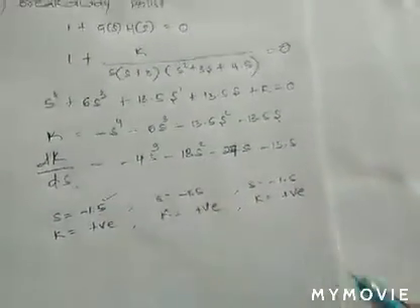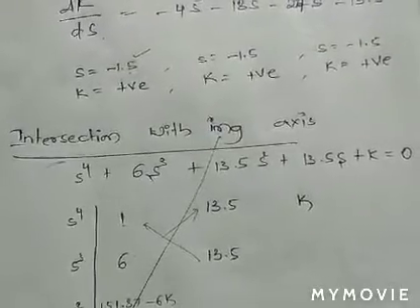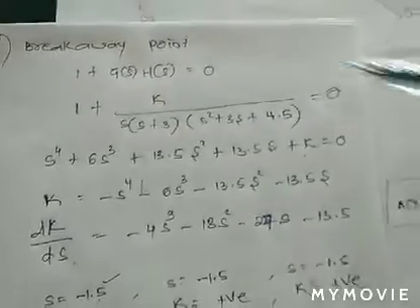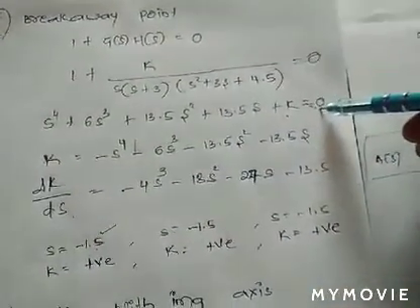So this is selected. This is the breakaway point. This is the intersection with the imaginary axis. So we got this equation, 1 plus G(s) H(s). If you solve, you will get the characteristic equation.